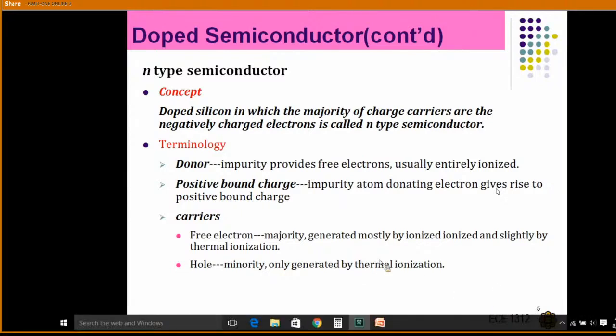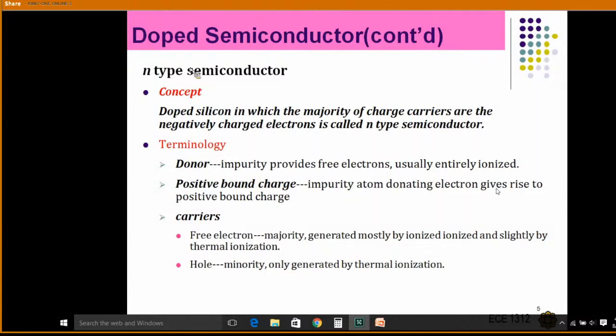Okay. Now what is the positively bound charge? The impurity atom that donates the electron gives rise to the positively bound charge. In the next slides, I am going to show you the p-type, n-type, and combining p and n-type.